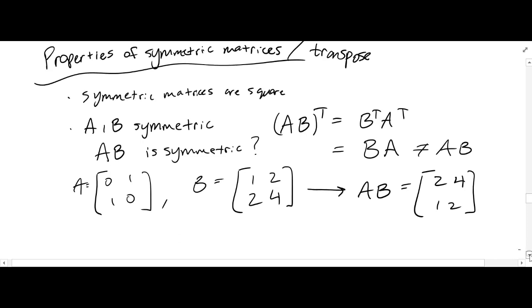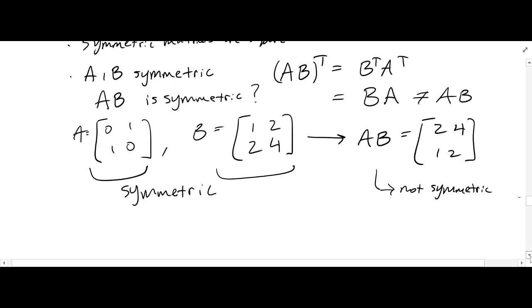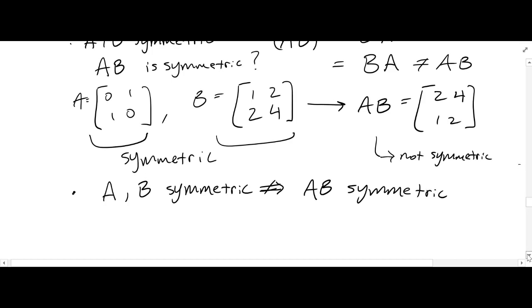Okay, but this is a counterexample. If A is 0, 1, 1, 0, and B is 1, 2, 2, 4, then B is symmetric and A is symmetric. But when you multiply these two together, this matrix is not symmetric. So the product of two symmetric matrices is not necessarily symmetric. It does not imply AB is symmetric.